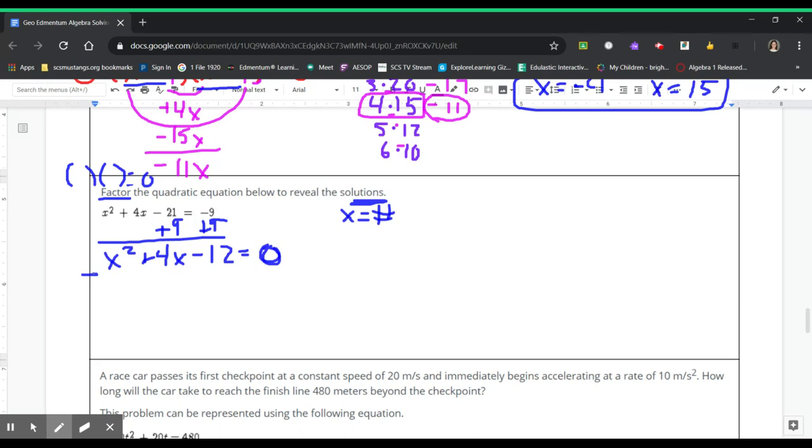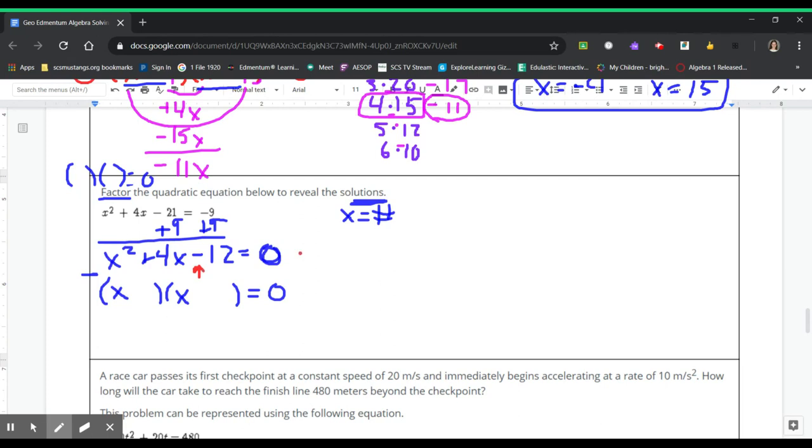Then to set up my parentheses, step 1, set up those parentheses. So I've got my factors, set equal to 0. This is going to be an x. This is going to be an x. Next, to think about what my signs are going to be, this is a minus.